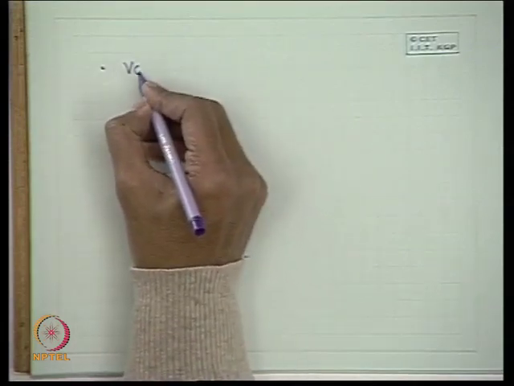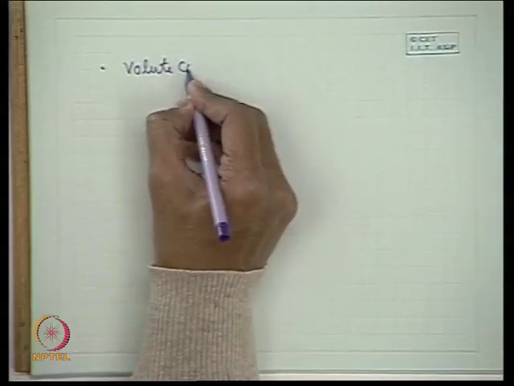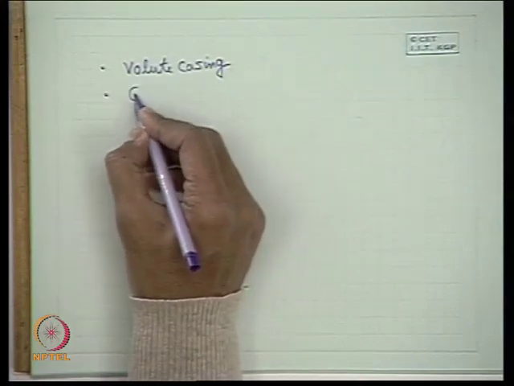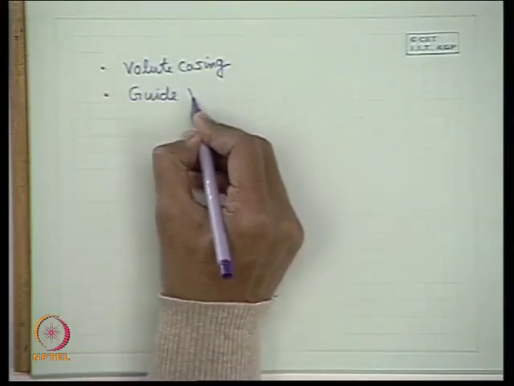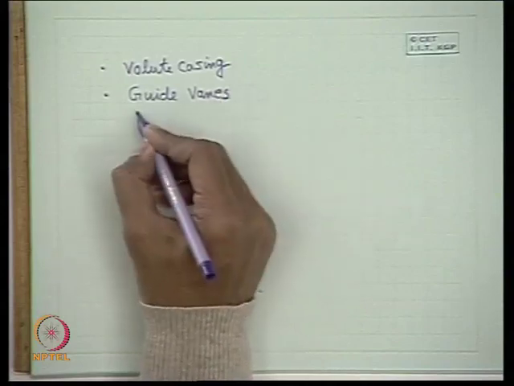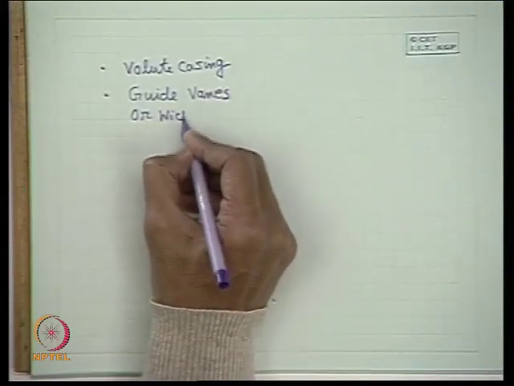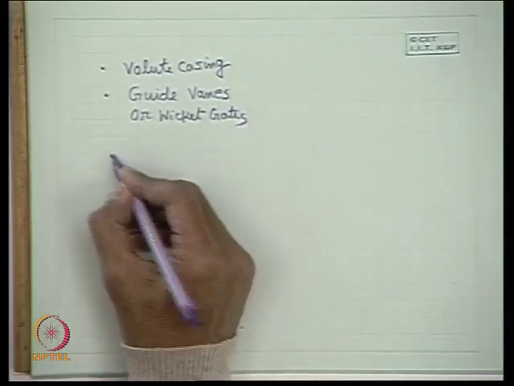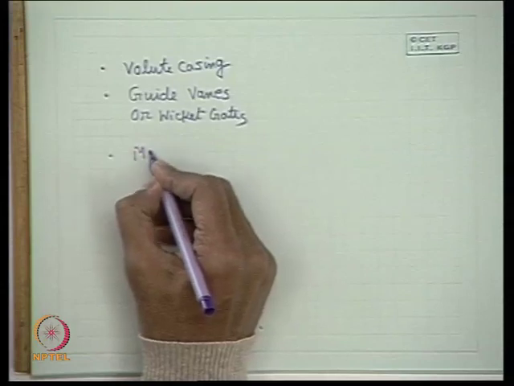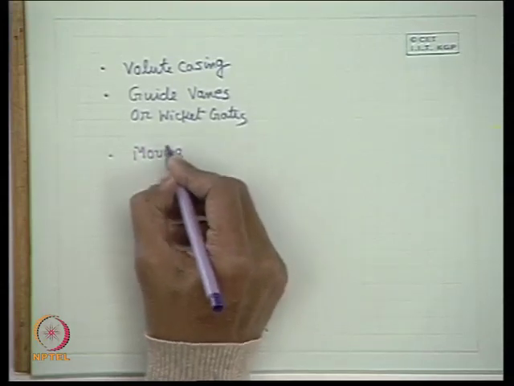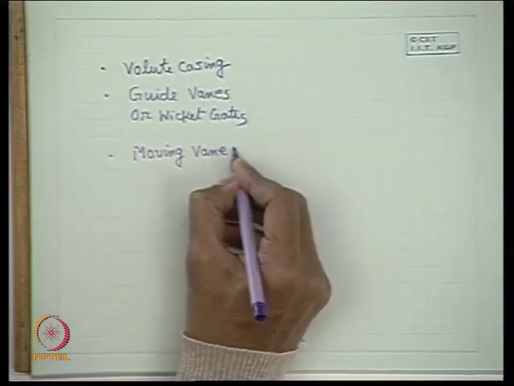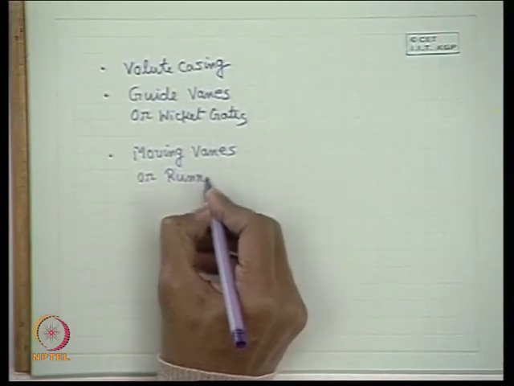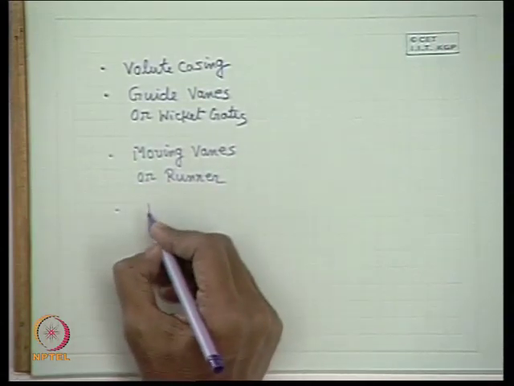The important components are, first, the volute casing, next is the wicket gates, these are the terminologies, next is the moving vanes or runner, and next is the draft tube.